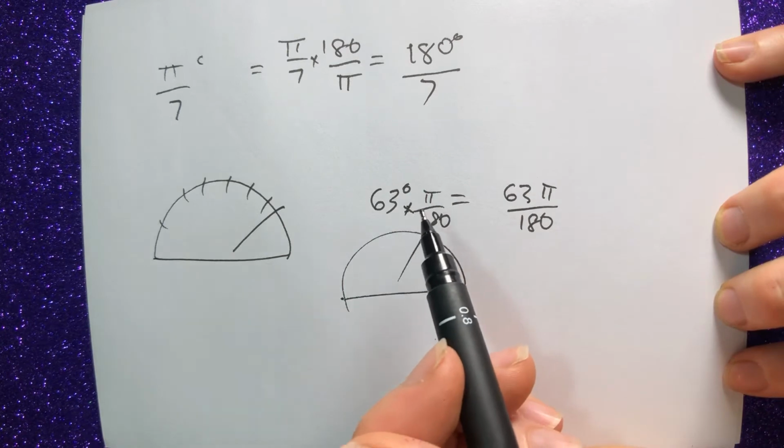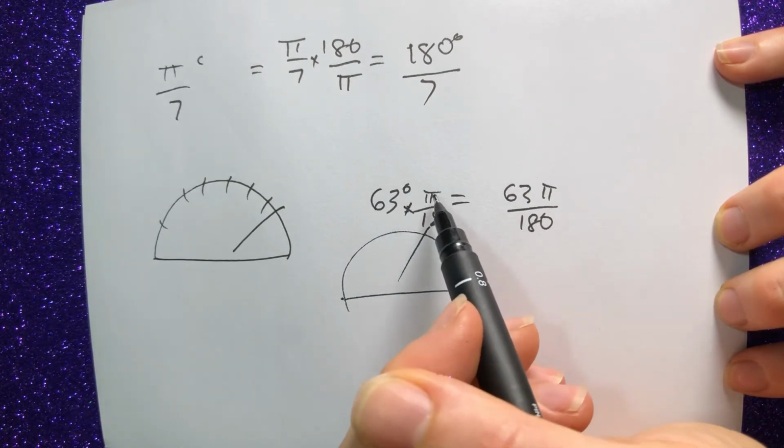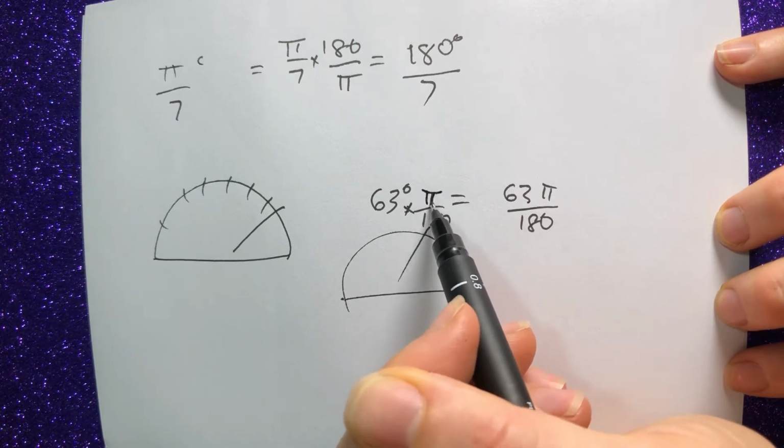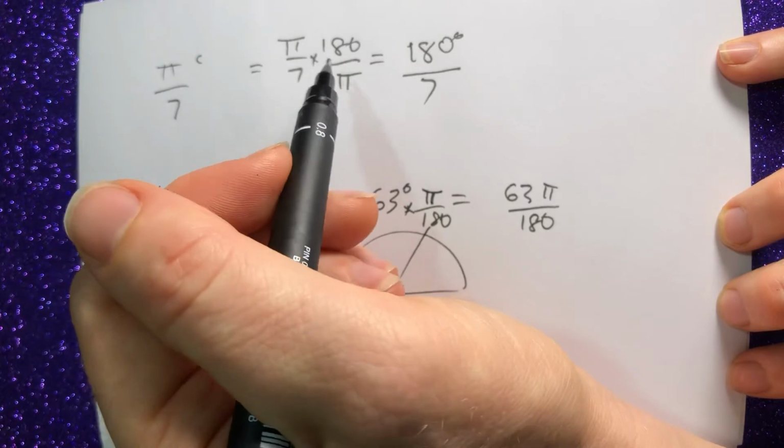When you're thinking about whether you want to times or divide, just think, I've got degrees, I want radians, so I've got to introduce the pi, so put the pi on top. I've got radians and I want degrees, I want to get rid of the pi, so put the pi on the bottom.